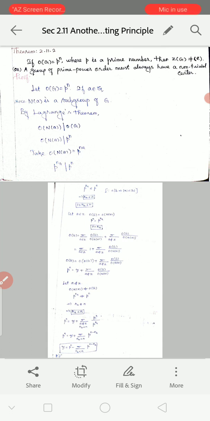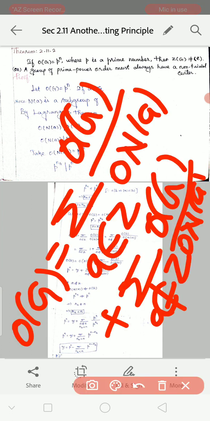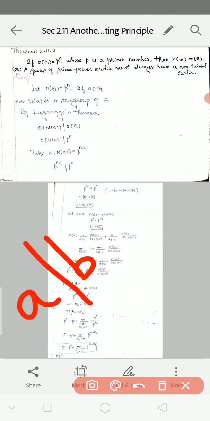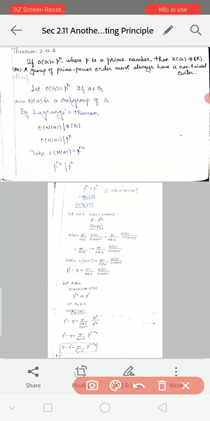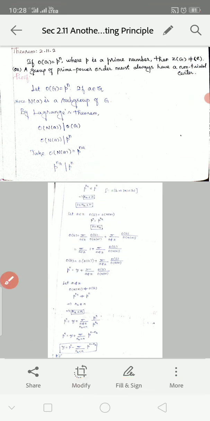We know that order of G equals p power n. Substitute these values: order of N of a divides p power n. Here we take the order of N of a equal to p power n_a. So p power n_a divides p power n. We already studied number theory: a divides b implies modulus a is less than or equal to modulus b. We use this result. We have p power n_a is less than or equal to p power n. This implies n_a is less than or equal to n. That is, 1 is less than or equal to n_a is less than or equal to n.